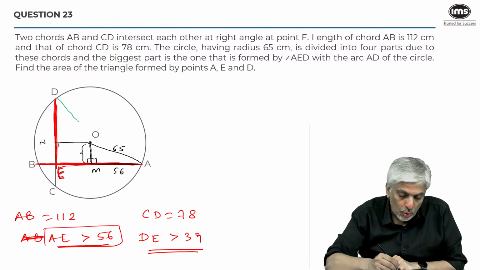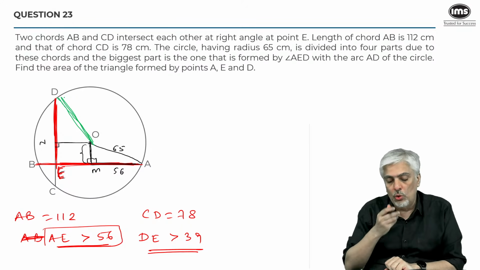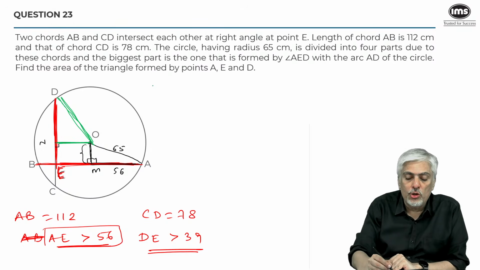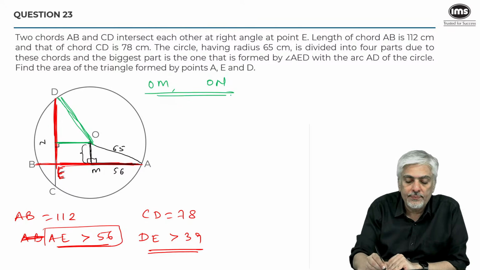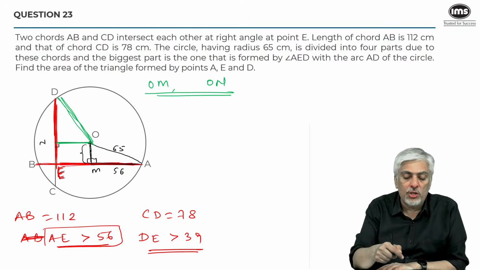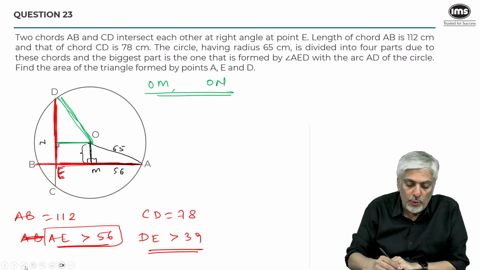In triangle OND, you want to find ON now. So basically, you are going to find two things. You need to find OM and ON. They both will be different values. And once you get that, you will get your DE and AE. Let's quickly finish it off now.